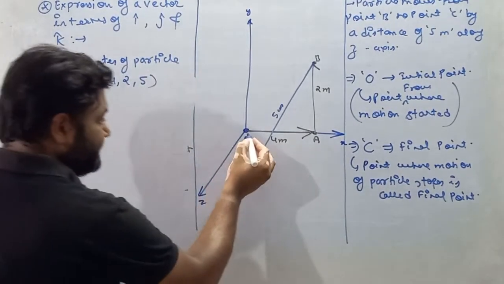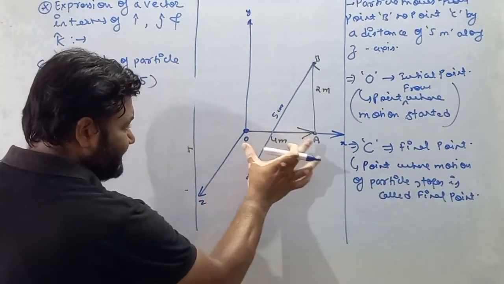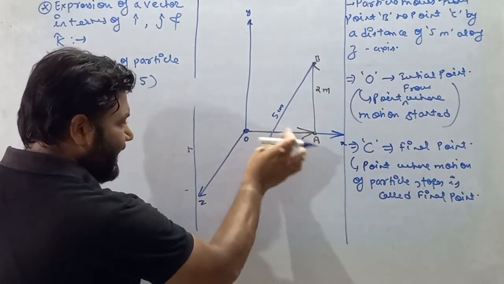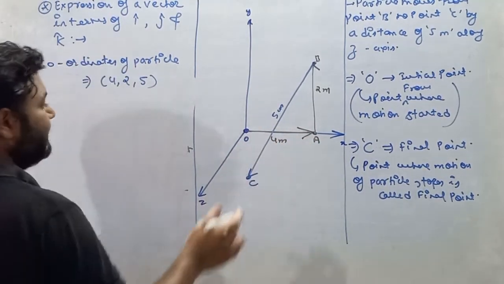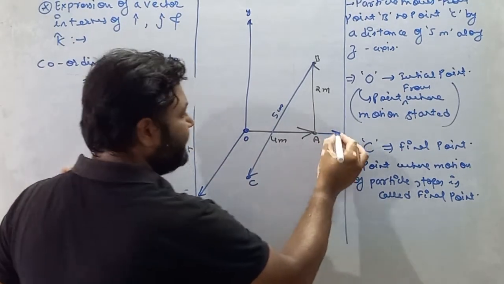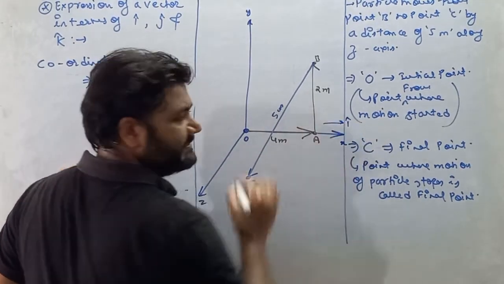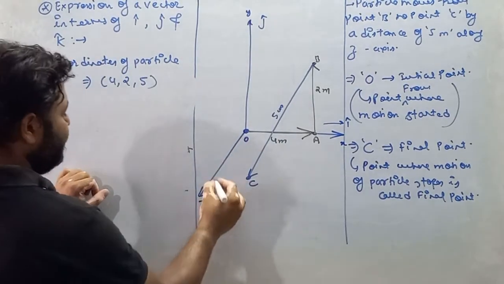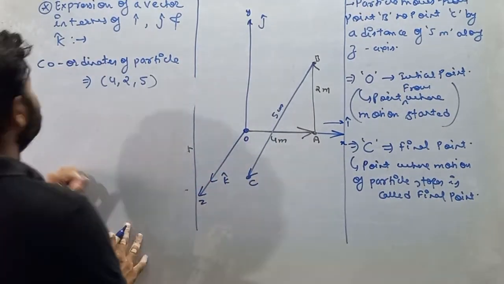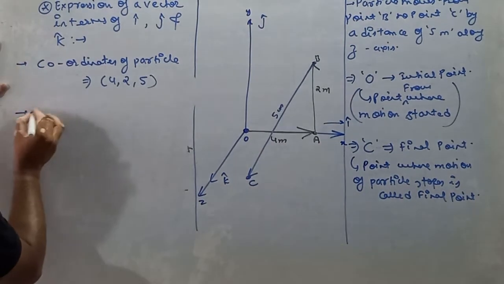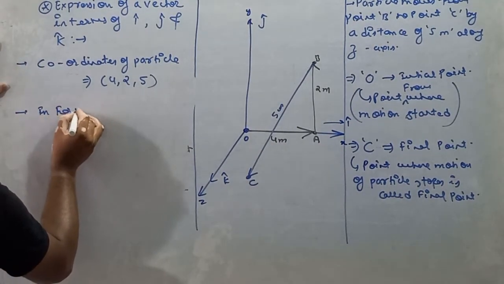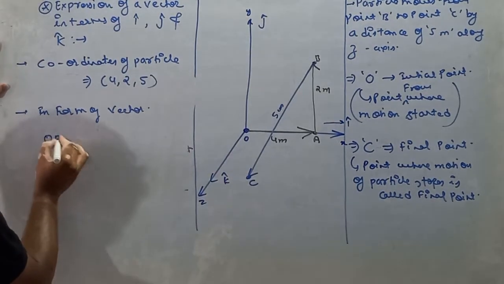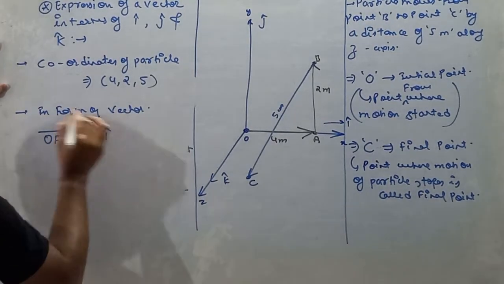know that along x-axis the points are OA and the distance is 4 meter. It is along x-axis, and we know that along x-axis the unit vector is i cap, along y-axis the unit vector is j cap, and along z-axis the unit vector is k cap. So I'll write in form of vector. So OA vector is equal to 4i cap.